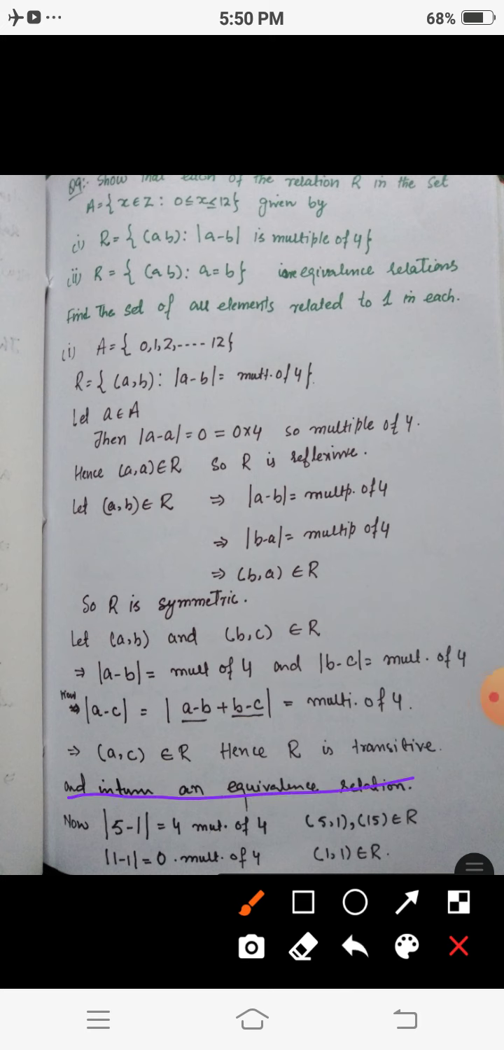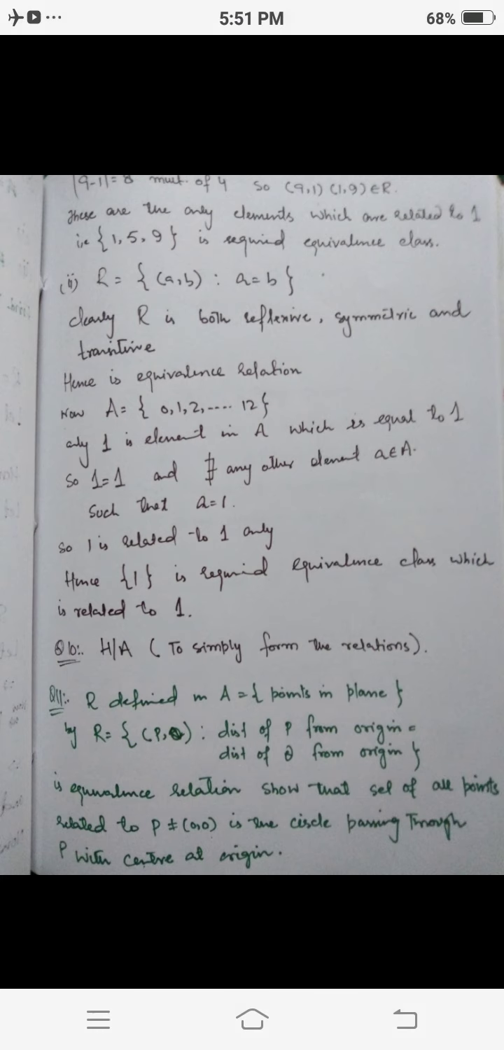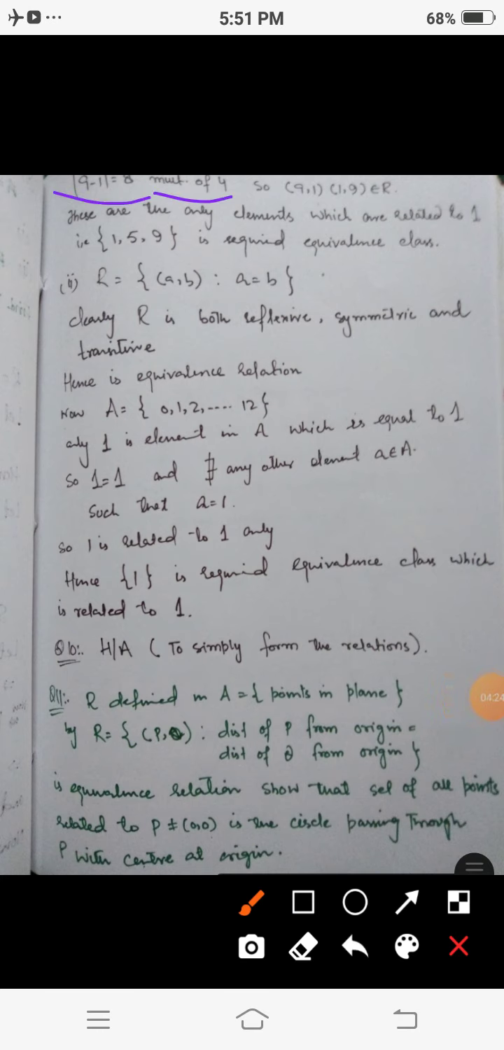Now here this set contains 5, and |5 − 1| is 4, which is a multiple of 4. So by the definition of this relation, (5, 1) belongs to R, or (1, 5) belongs to R, because R is symmetric also. Similarly, 1 − 1 is 0, so it is a multiple of 4, so (1, 1) belongs to R also. Also 9 − 1 is 8, which is a multiple of 4, so (9, 1) or (1, 9) belongs to R also, because 9 − 1 is 8, and 1 − 9 is also −8. So both are multiples of 4, which implies that (9, 1) or (1, 9) belongs to R.